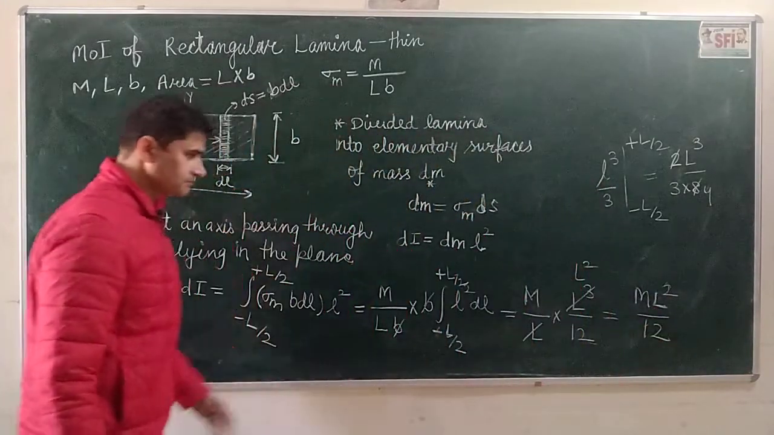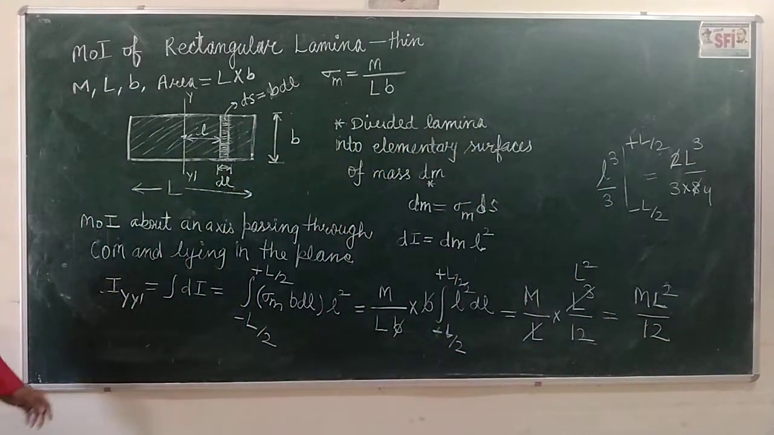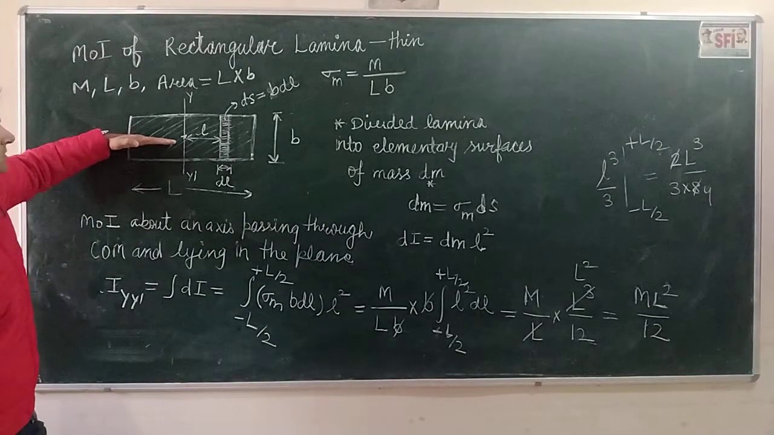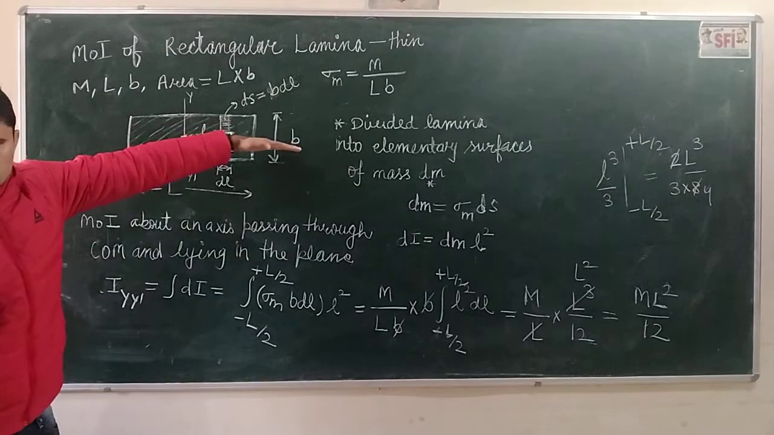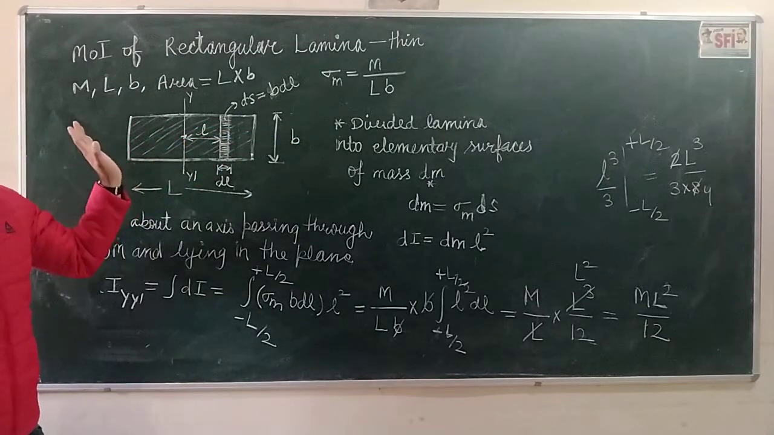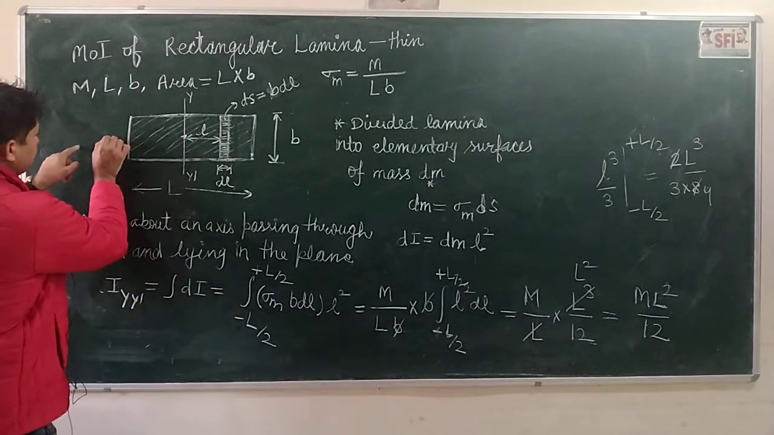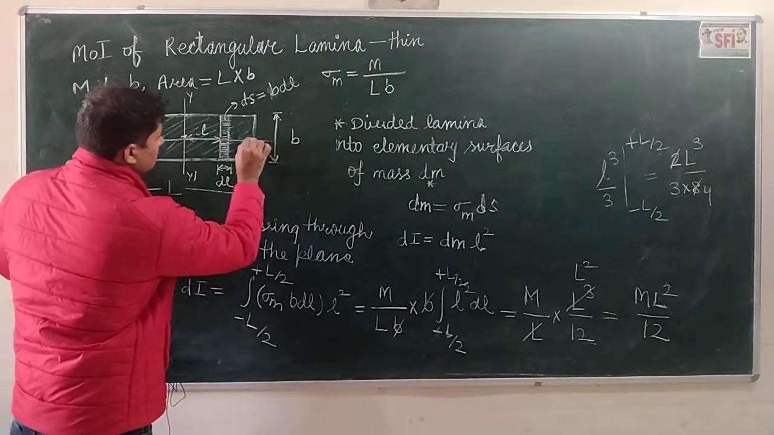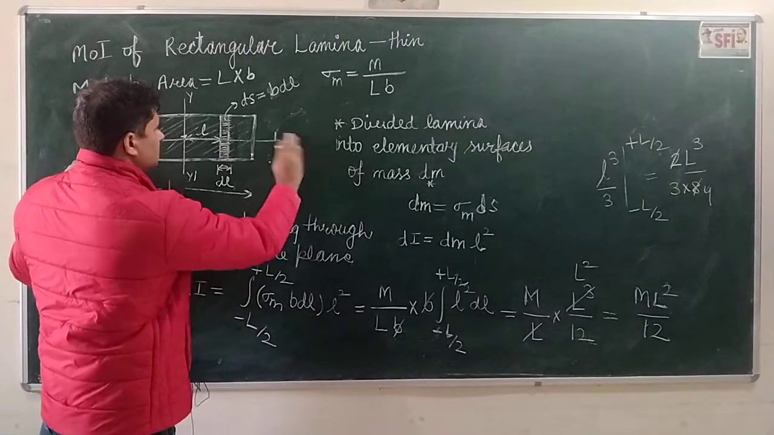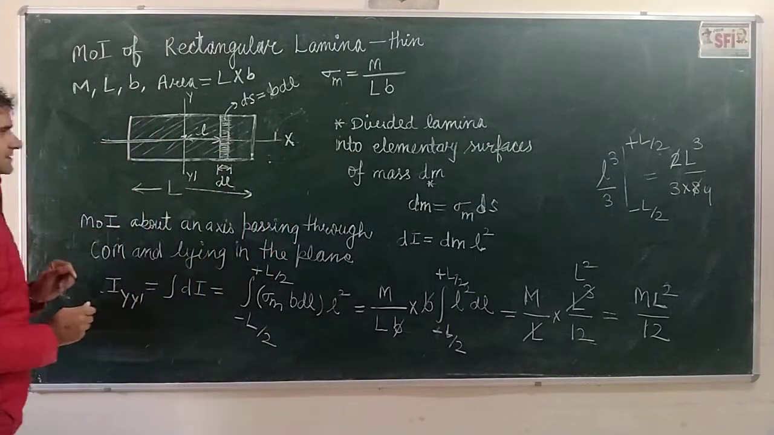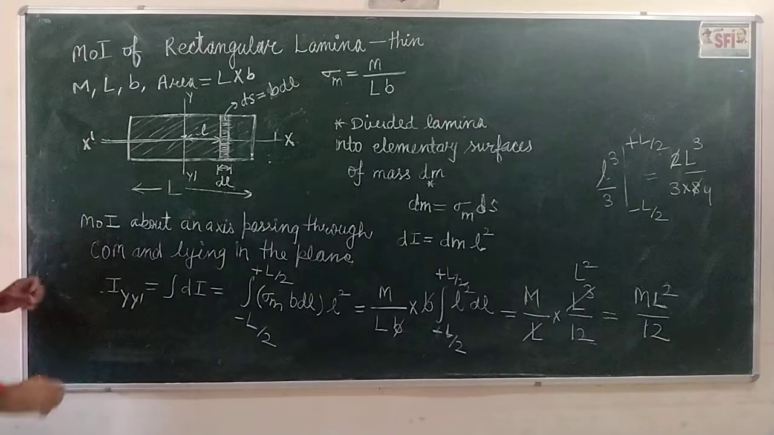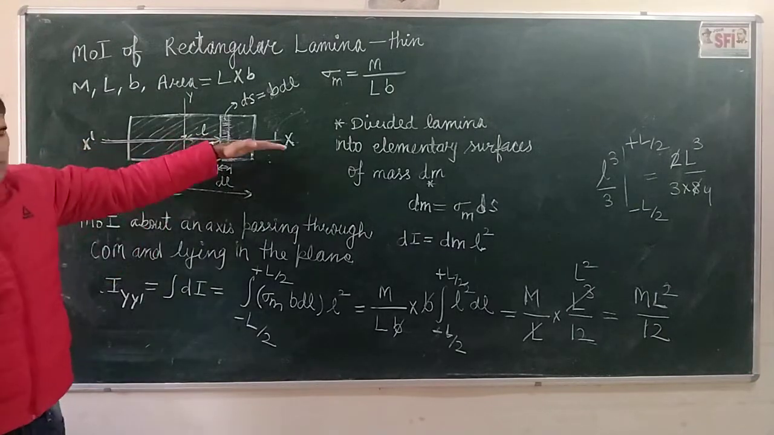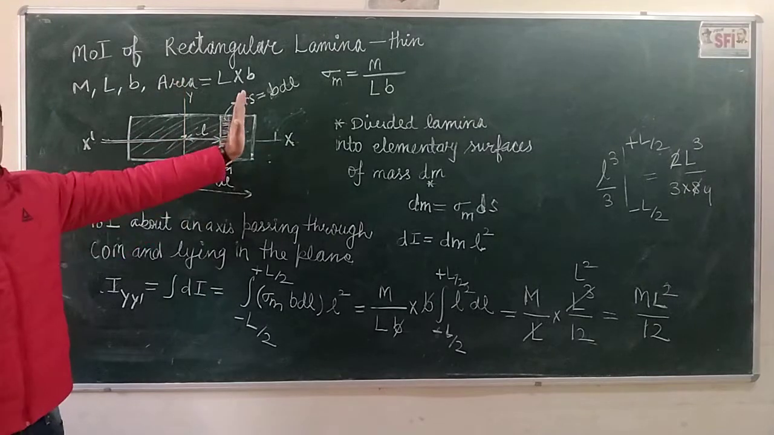Okay class. Now we are to find the moment of inertia about an axis which is along the length and passing through the center of mass. Let that axis be this one. This is your x-axis. You can see this is passing through the center of mass and it is along the length. The y-axis was along the breadth.